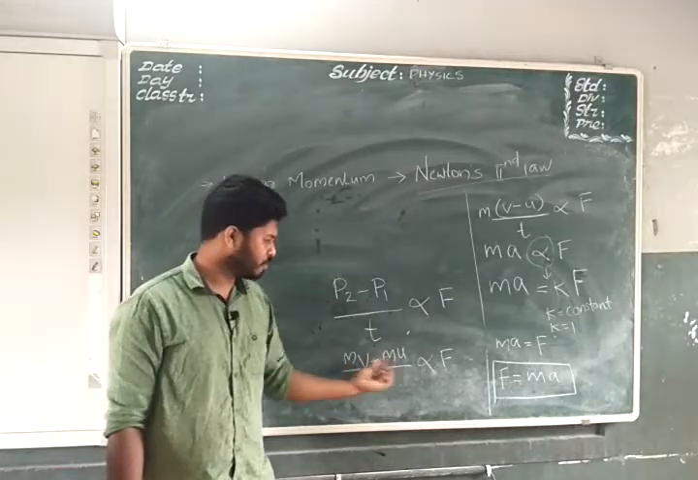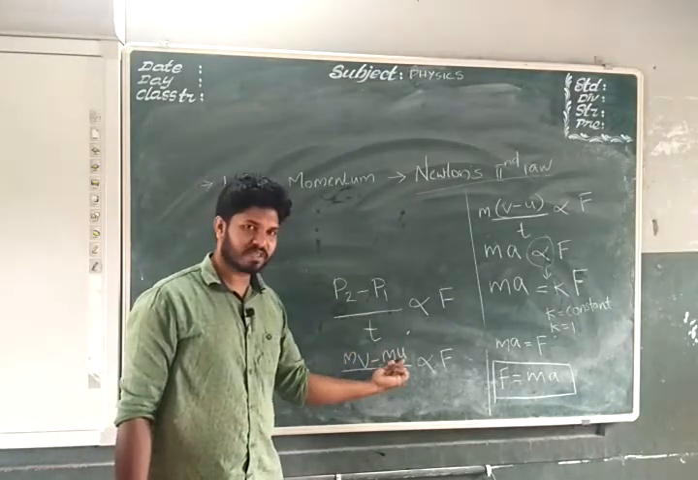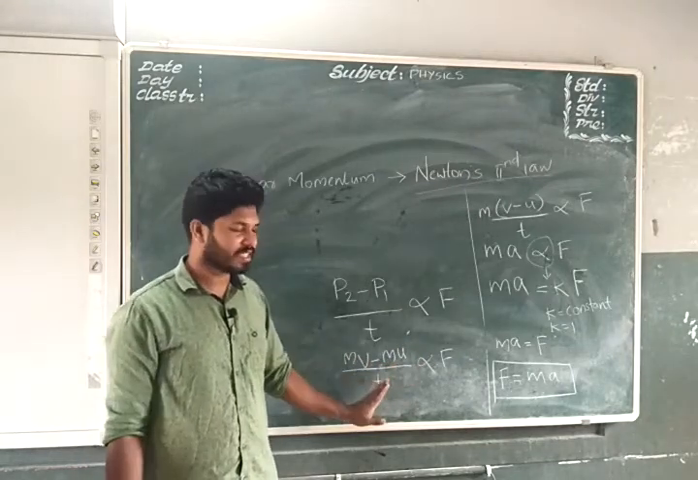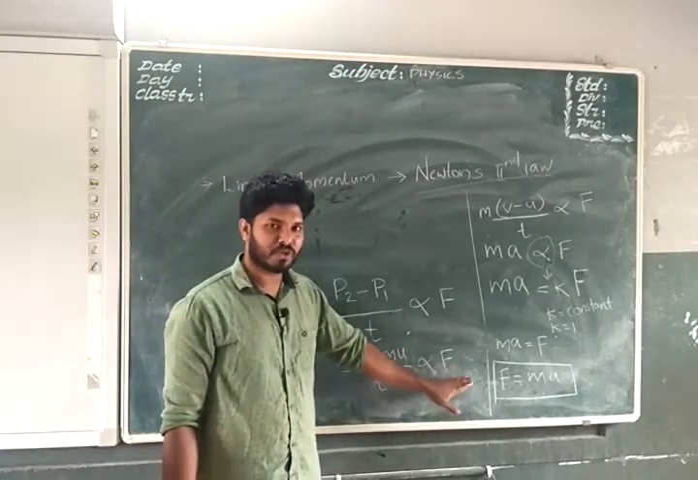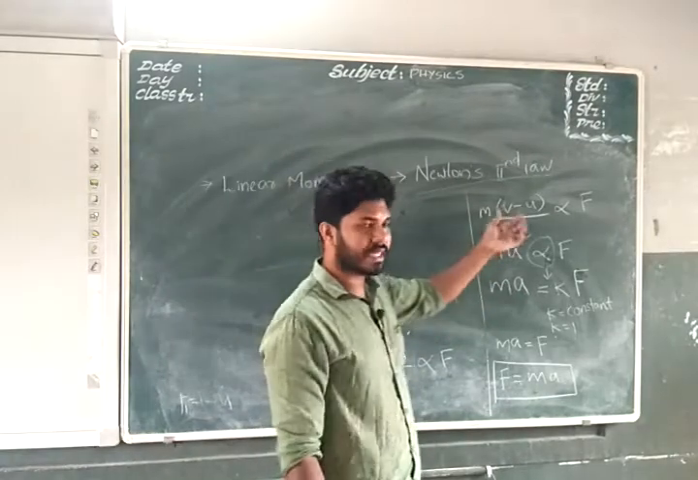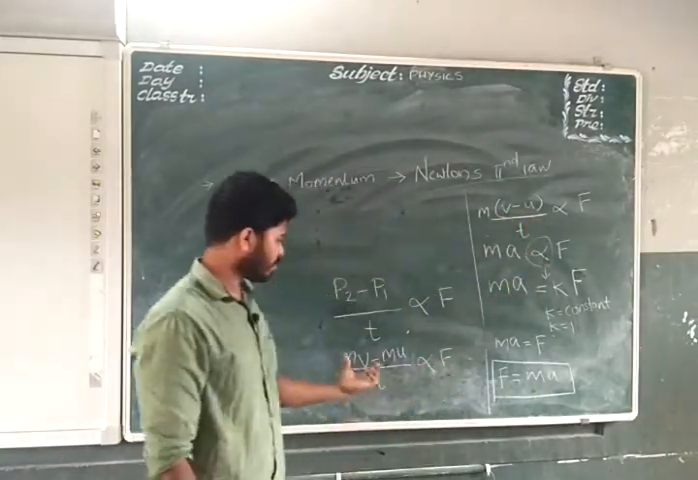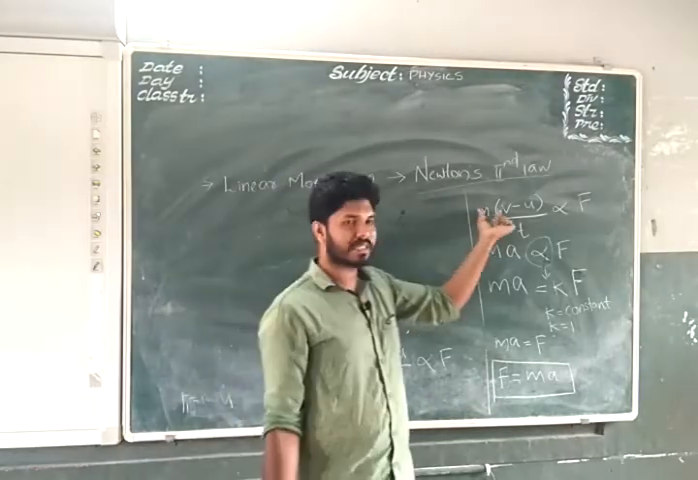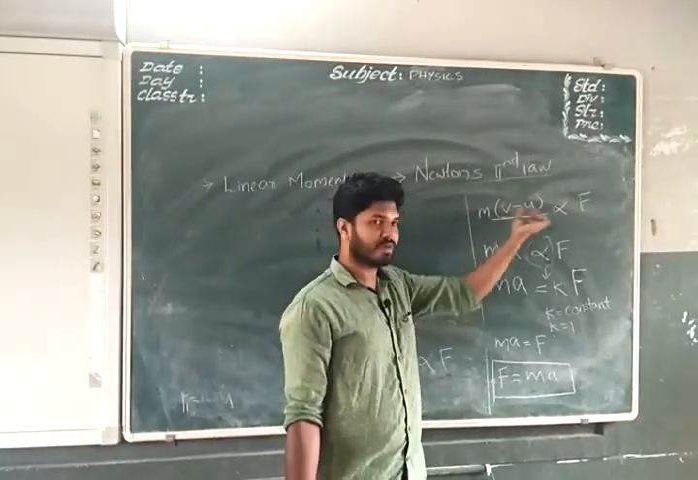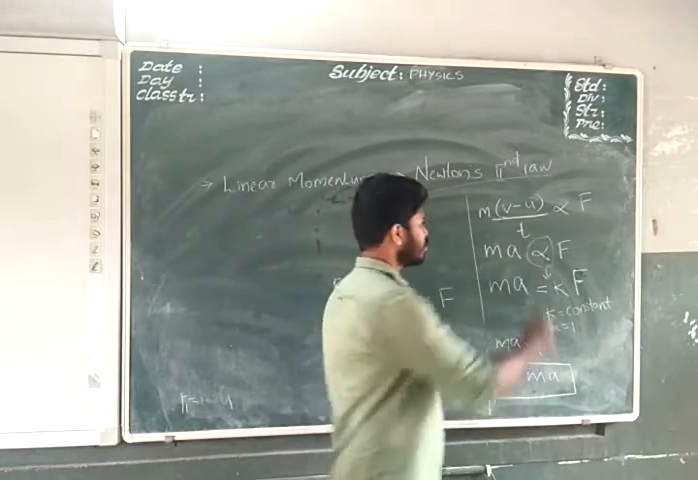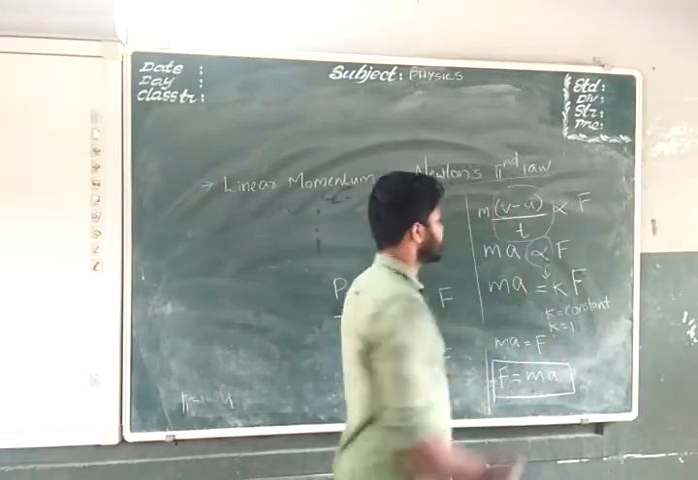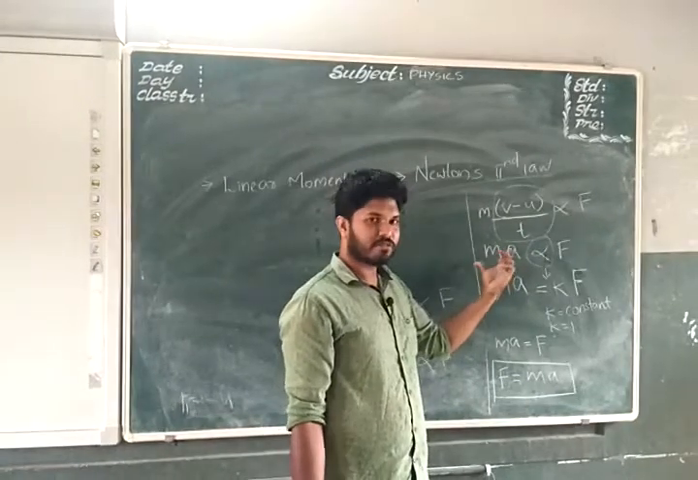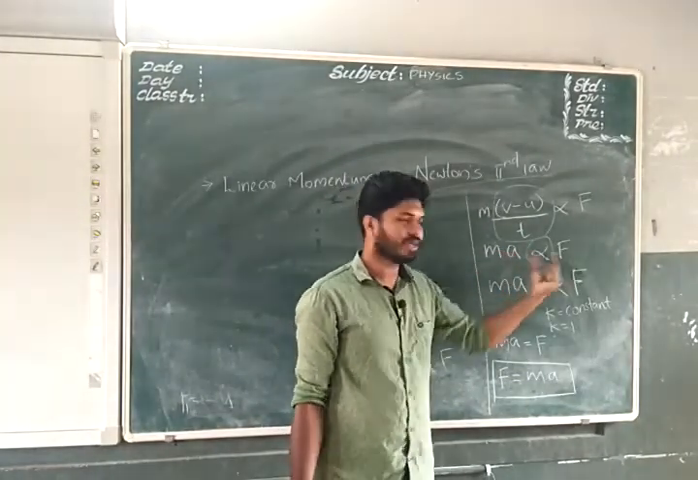Why does it become u and v? It's initial velocity and this is final velocity. mv minus mu divided by t is proportional to F. Now taking the common term outside, from this we can see that m is common, and taking it outside, it becomes m into (v minus u) by t, and this expression is very familiar to us, that is, (v minus u) by t is equal to a. So the equation becomes ma proportional to F.